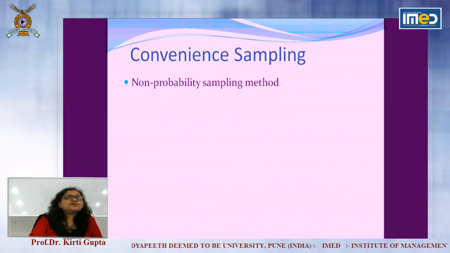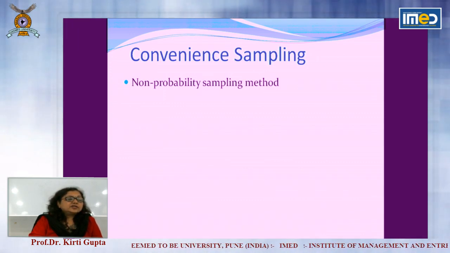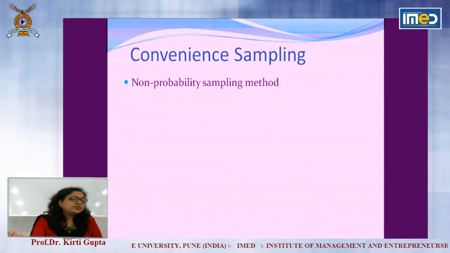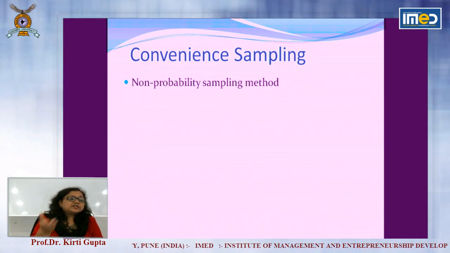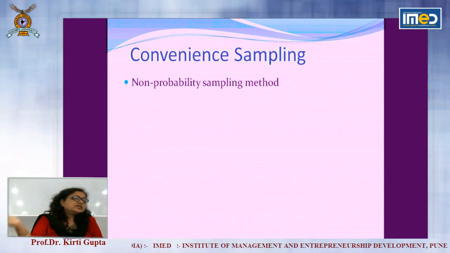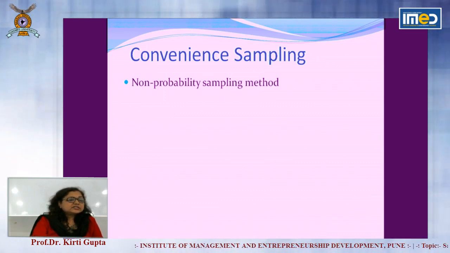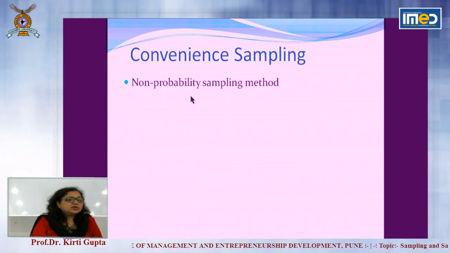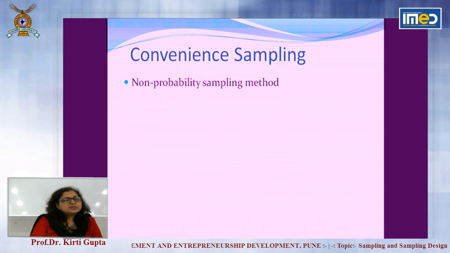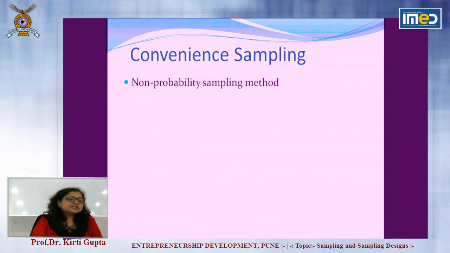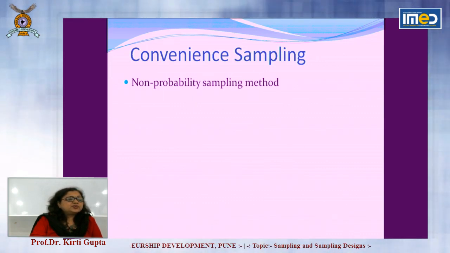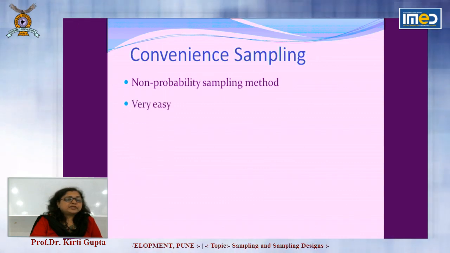But suppose you're trying to find out the users of a particular brand of toothpaste. You cannot have the list of all those users. They are all scattered everywhere. In such a case, we should be using the non-probability sampling. Also, in the general social science studies, that time we use most of the non-probability sampling methods.